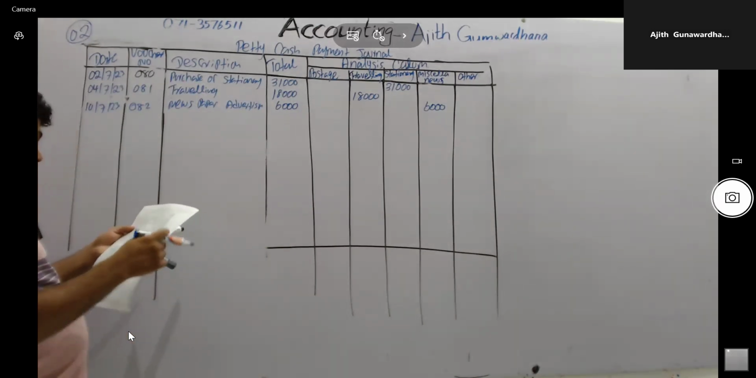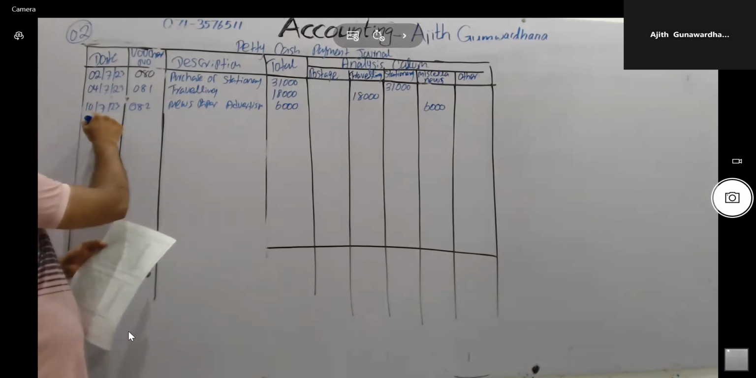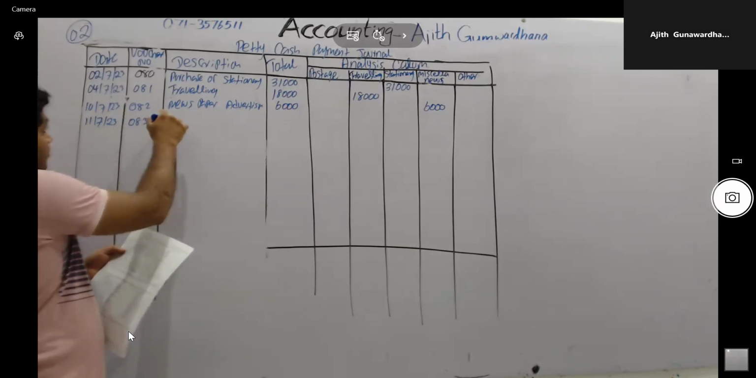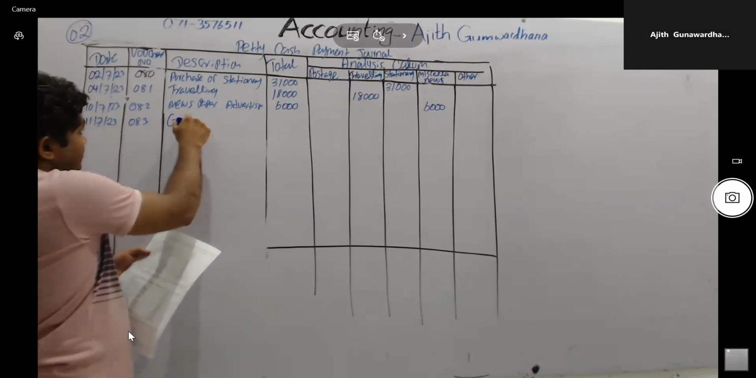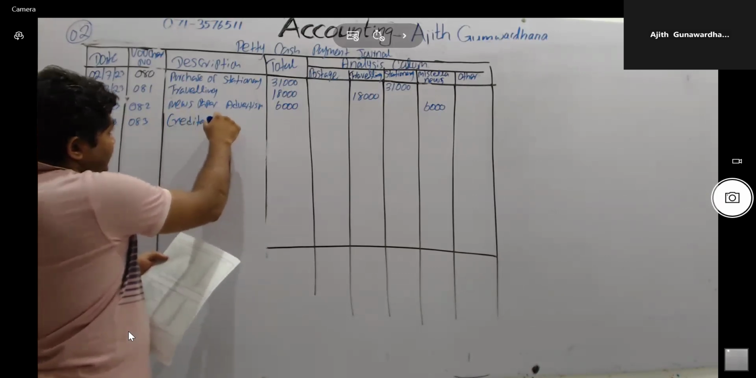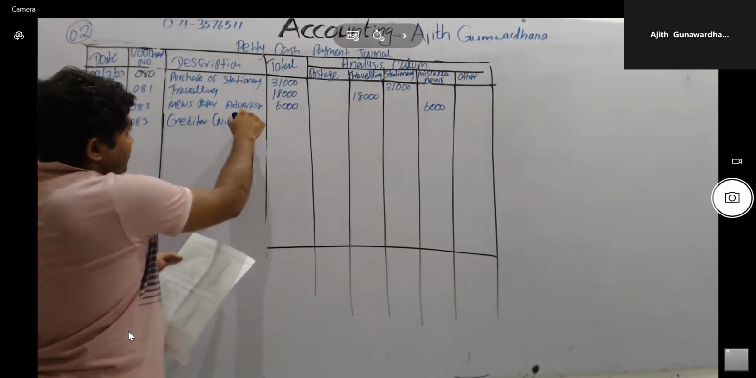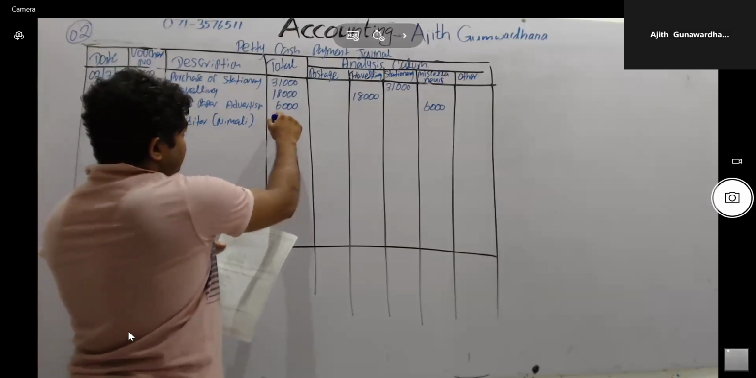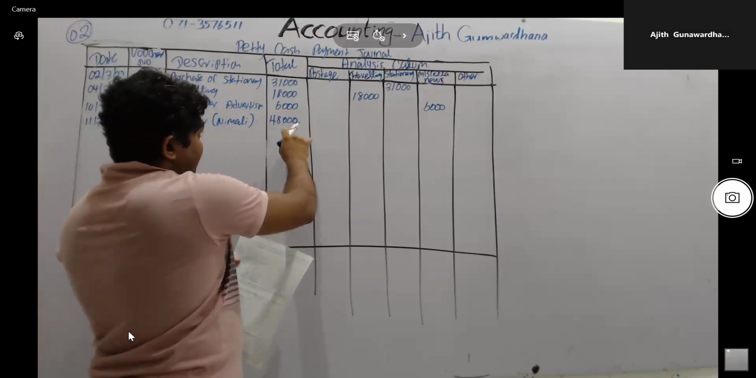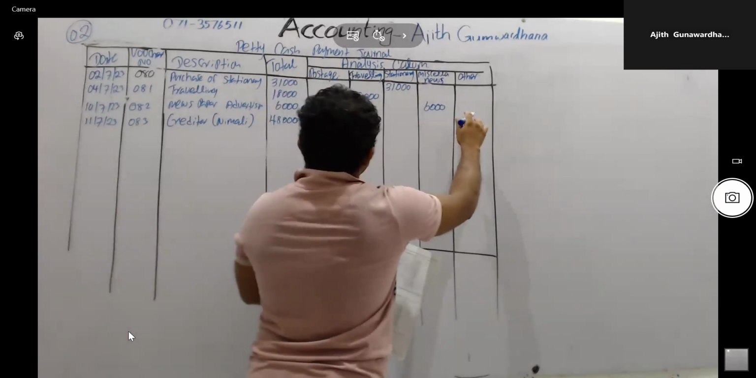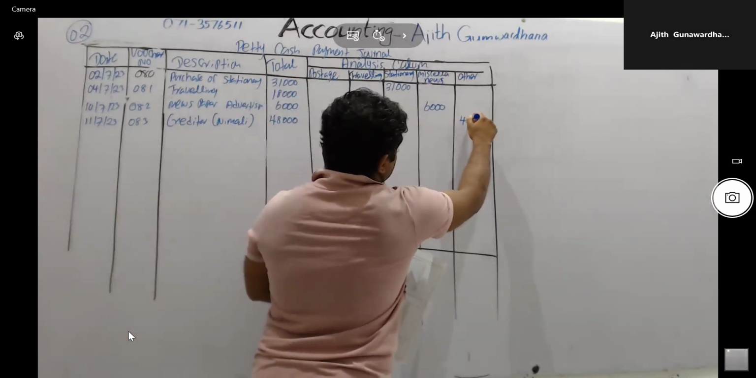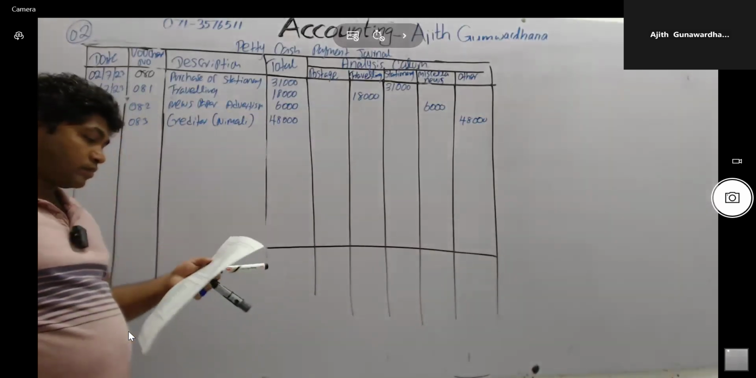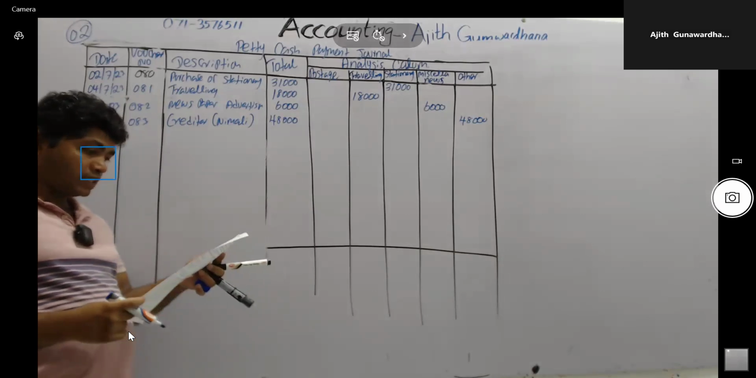Next one, payment to Nimali, 11th of July 23, 083. Nimali is a creditor. Within brackets, Nimali. The value is given, 48,000. Therefore, if payment is given for creditors, it should be recorded in the other column. Payment for creditors, other column.